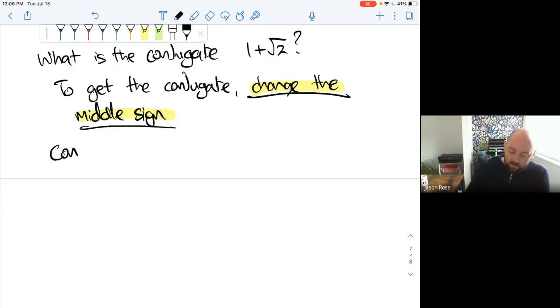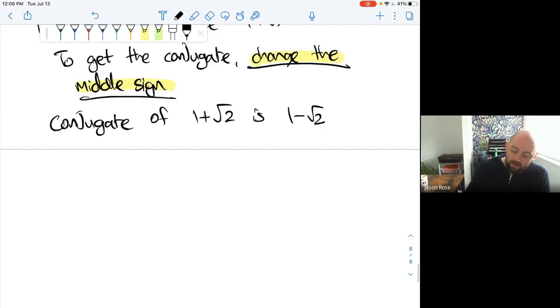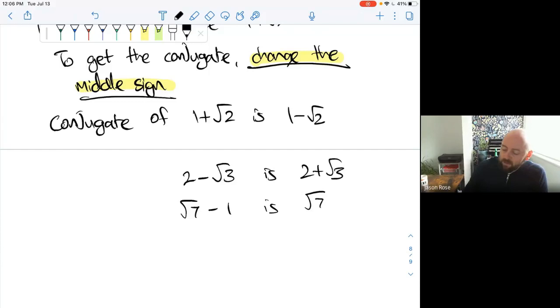So for this reason, the conjugate of 1 plus root 2, for example, is 1 minus root 2. Let's say we have 2 minus root 3, then it would be 2 plus root 3. If it's root 7 minus 1, you can call it root 7 plus 1. So the nicest way to do it is to think of changing the middle sign.